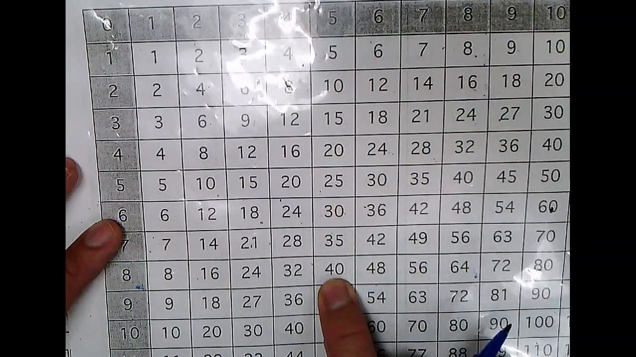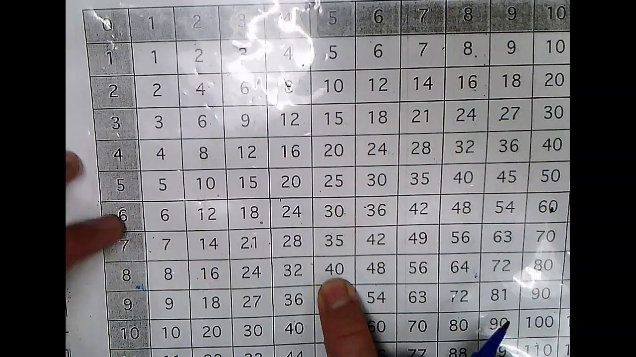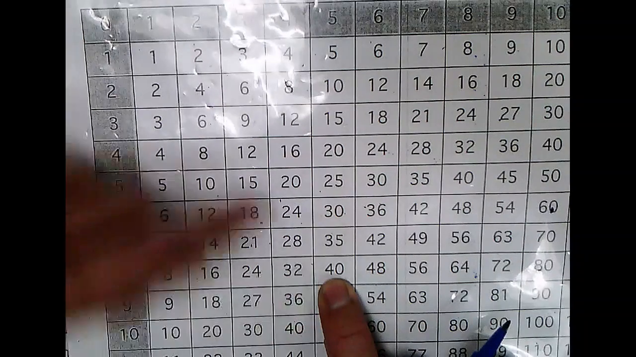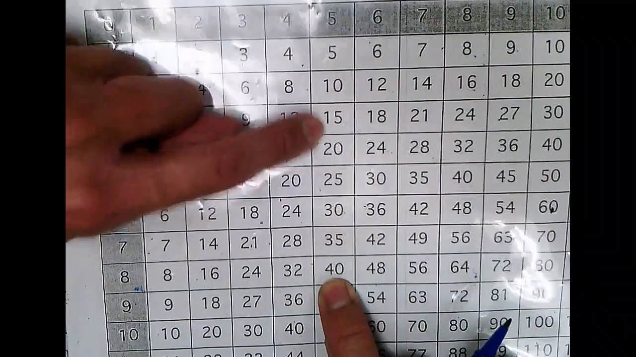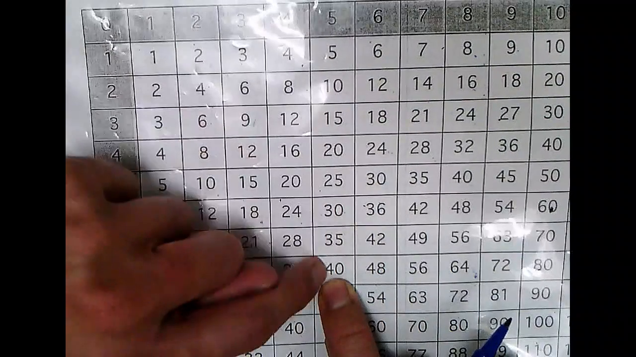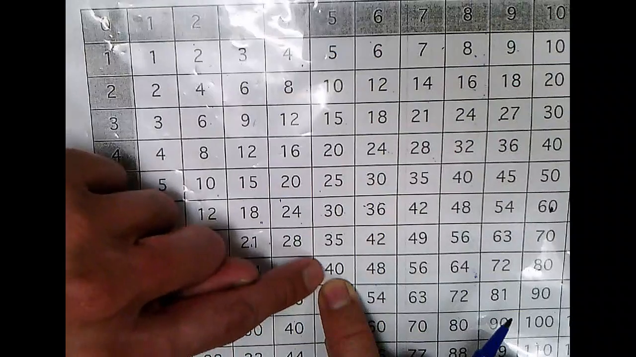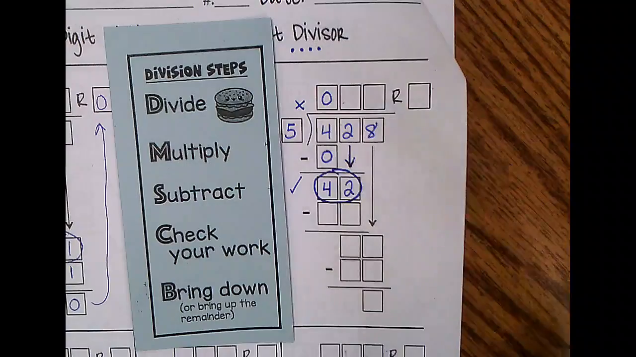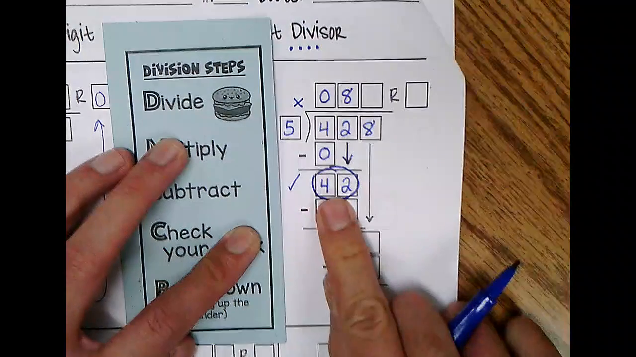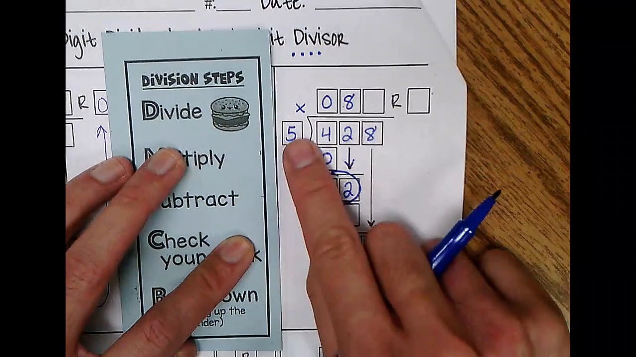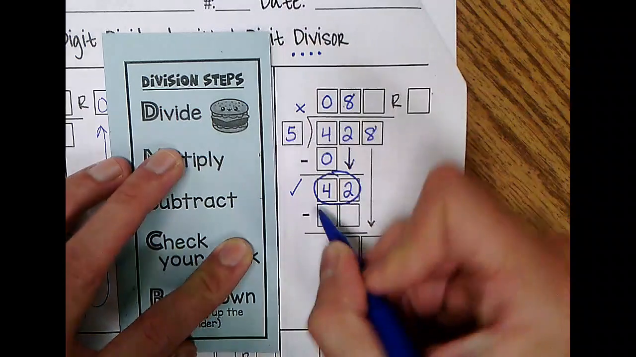So how many groups does it take to get to 40? How many groups of 5 is it going to take? Well, you just count down. I have 1, 2, 3, 4, 5, 6, 7, 8 groups of 5 will get me to 40. So I know I can make 8 groups of 5 using 42. How many did I just use? 5 times 8 is 40.